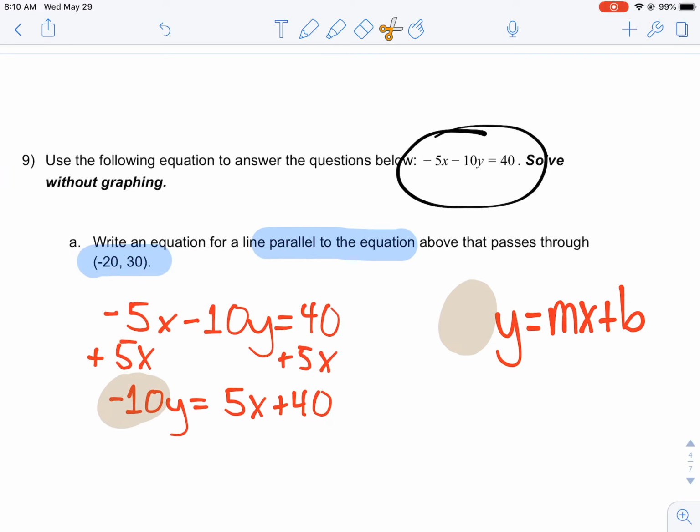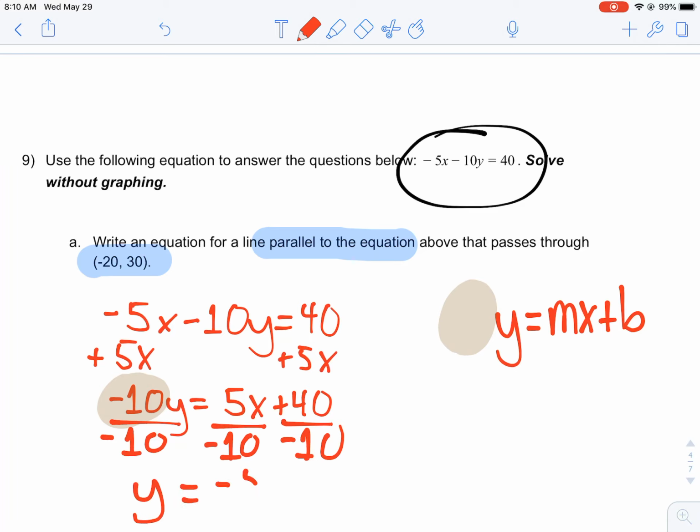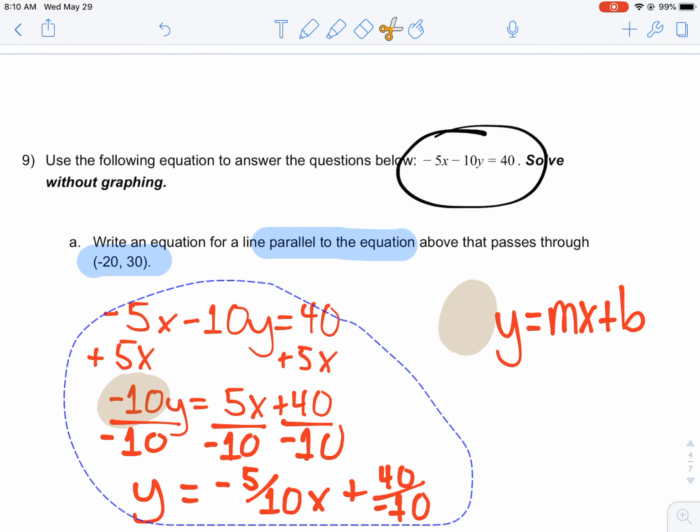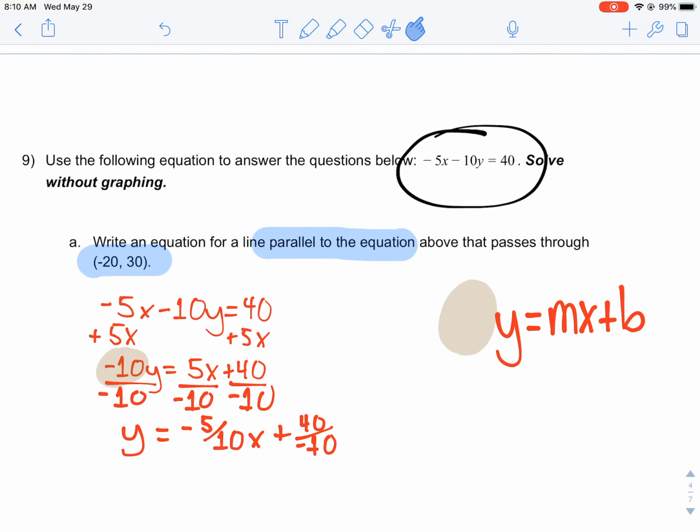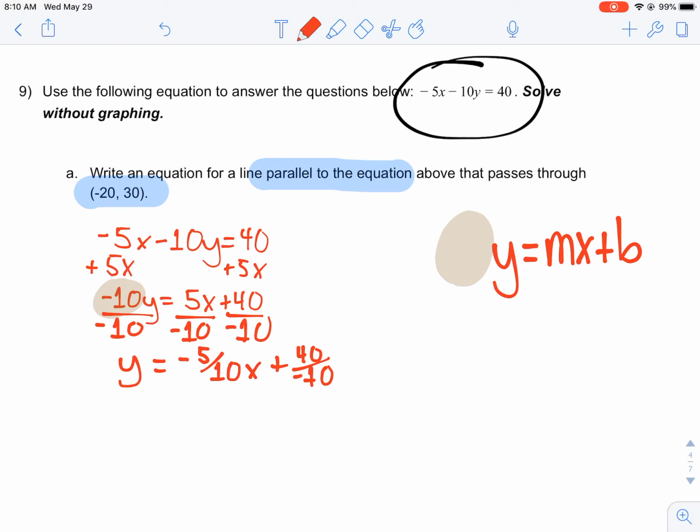How do I get the y alone? I'm going to divide each side by negative 10. And notice I'm doing that to everything. Do it to each term. Now I'm close. I get y equals negative 5/10 x plus 40 over negative 10. And I can simplify this. Negative 5 over 10x gives me y equals negative 1/2 x, and then 40 divided by negative 10 gives me negative 4.